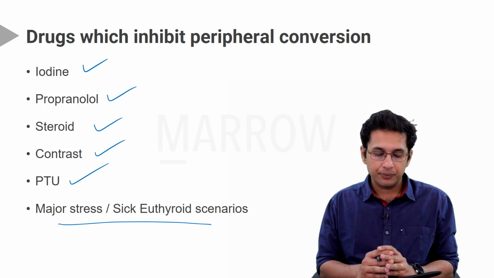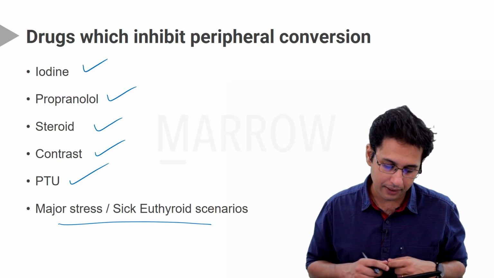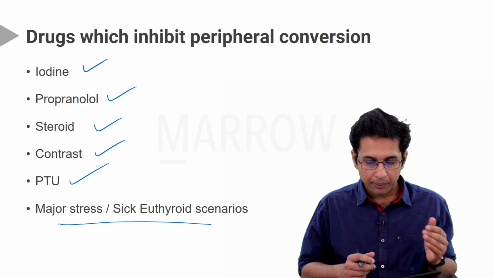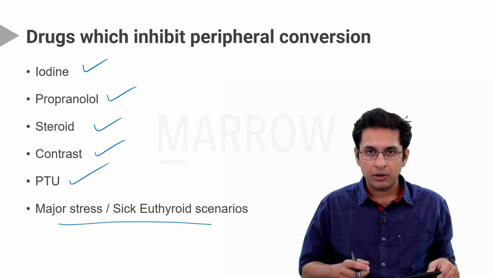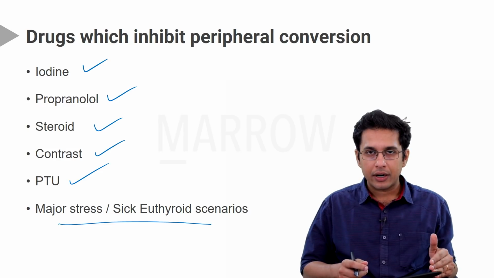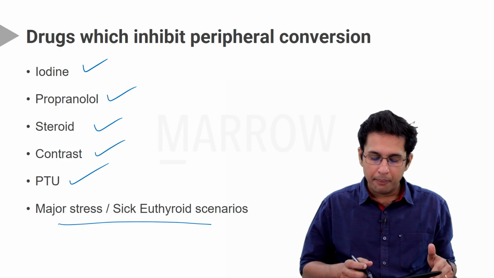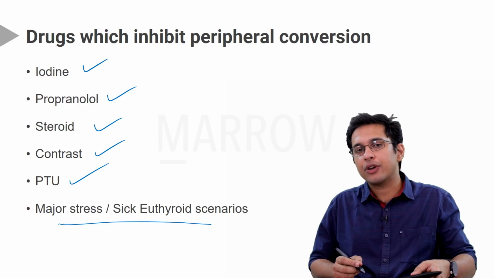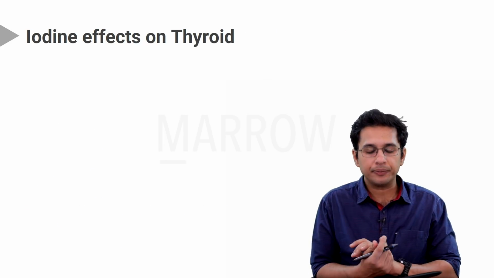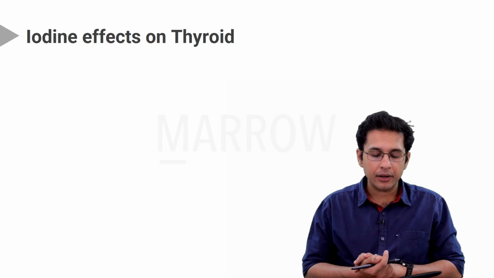Let me read once more. You are not going to write the exam without knowing this. Peripheral conversion is inhibited by iodine, propranolol, steroid, contrast, PTU, major stress or any condition which will result in sick euthyroid syndrome. Okay. Now here we are.